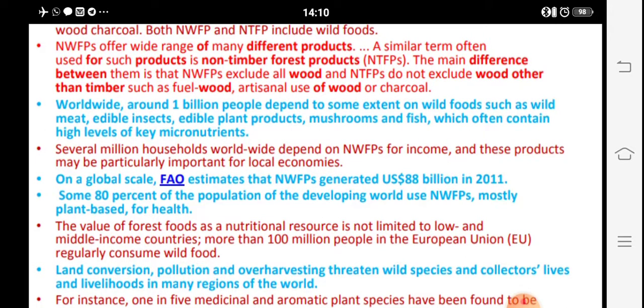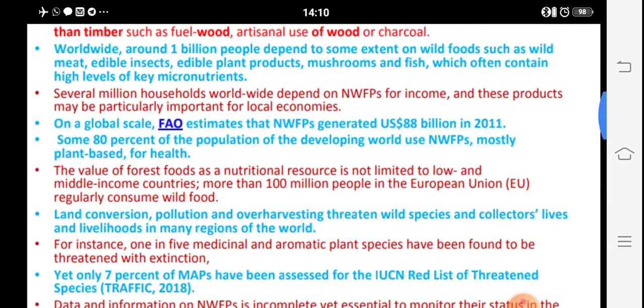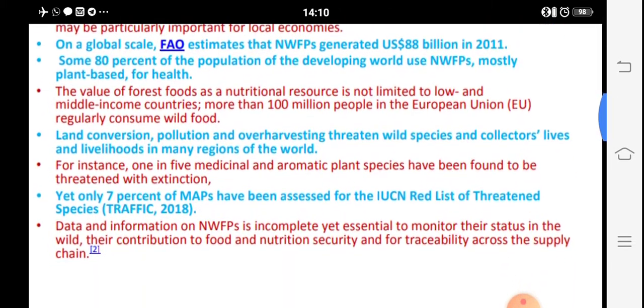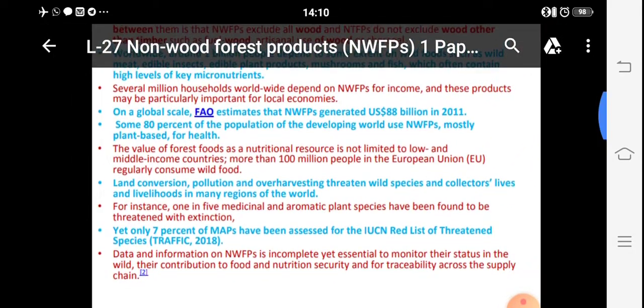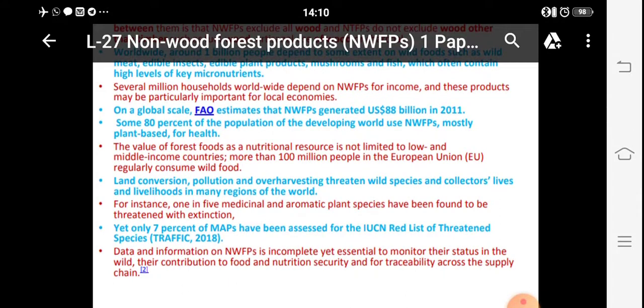About 80% of the population in developing countries mostly depends on plant-based products for health. The value of forest foods, as we know, as a nutritional source is there. It is not limited to low and middle income countries, but it shows 100 million people in European countries generally consume wild food.